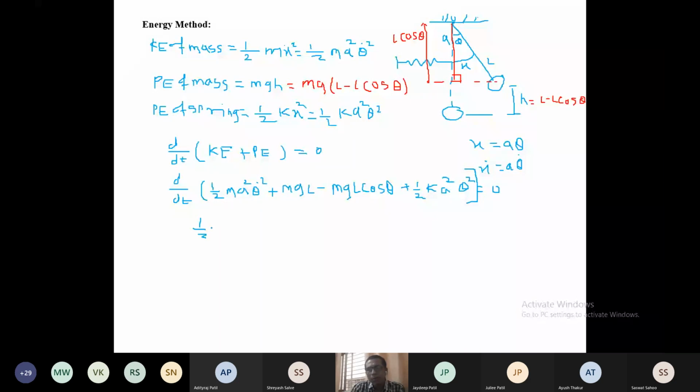Differentiate theta dot square, what will come? 2 into theta double dot theta dot. Now mgl is 0. Next, minus cos theta means you will get here plus mgl sin theta. Plus last term you have to differentiate here, spring 1/2 k a square theta dot theta is equal to 0.